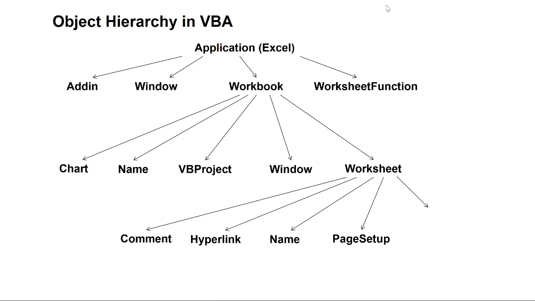And if we zoom in on the worksheet object, it has sub-objects. So it has a comment. There are hyperlinks. You can have names for a worksheet. Obviously, it has to be named. The page setup. And one of the most common is the range object. So we're going to talk a lot about the range object.